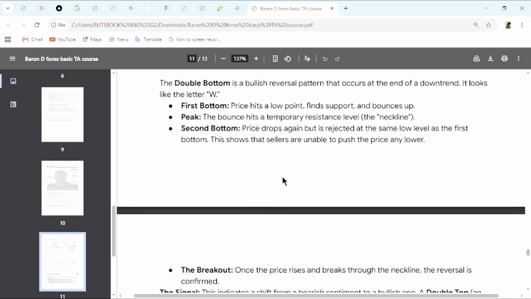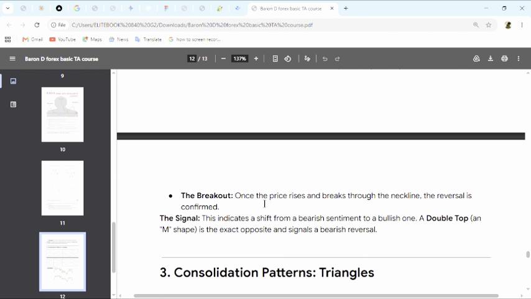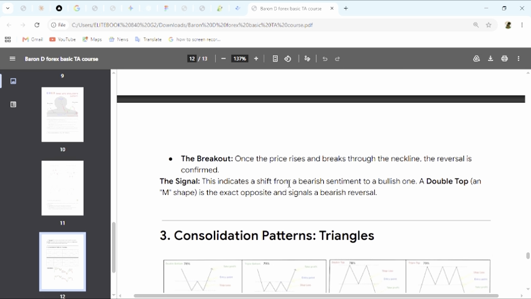Then the breakout, that is the entry point. Once the price rises, or confirmation for entry, and breaks through the neckline, the reversal is confirmed. Price is no longer selling, it's now buying. The signal indicates a shift from a bearish sentiment to a bullish one. A double top, an M, is the exact opposite and signals a bearish reversal.